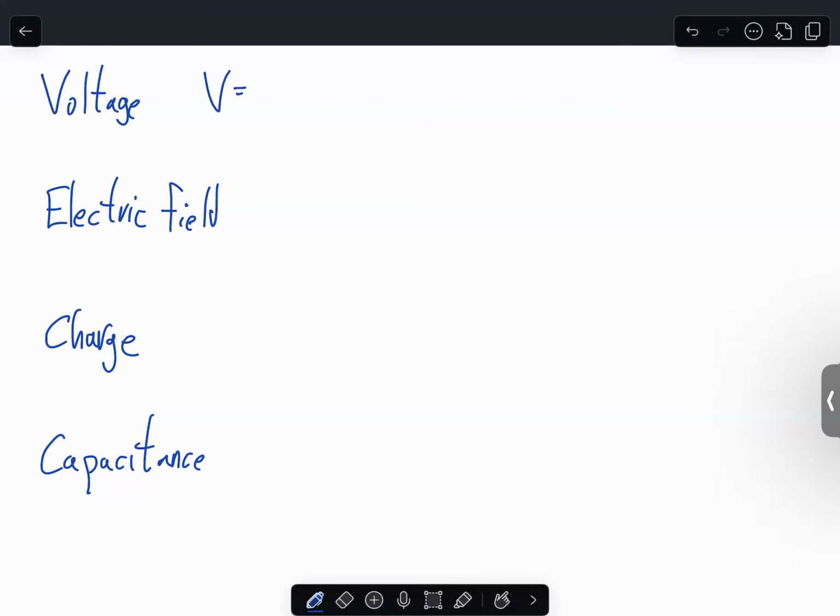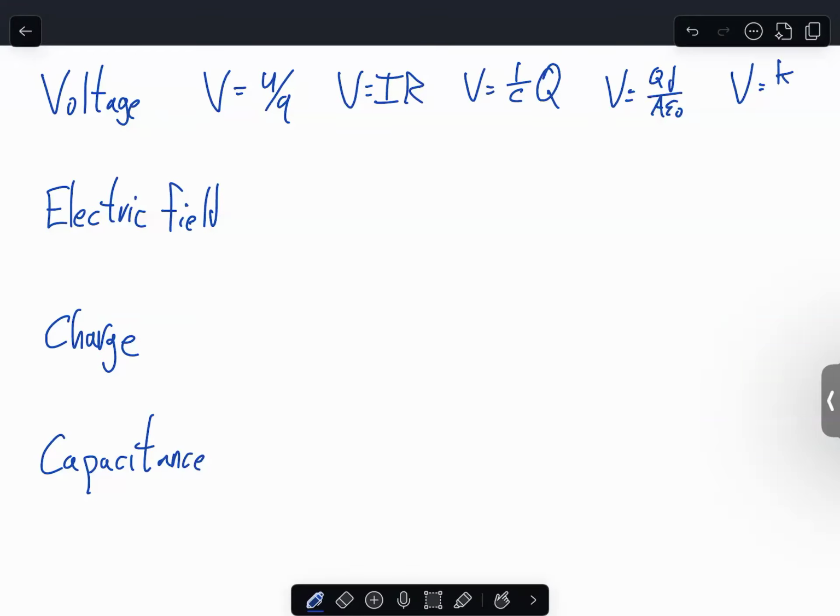Voltage is defined as energy per test charge. Voltage in a resistor doesn't go away, even though this isn't super common. Voltage in a capacitor is 1 over C, capacitance, times charge. Voltage inside that capacitor is, oh God, what is it? QD over A epsilon, which is already expressed in the other terms. The voltage around a point charge is KQ over R.